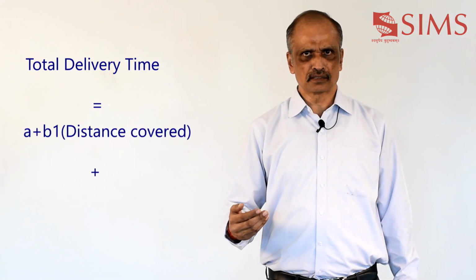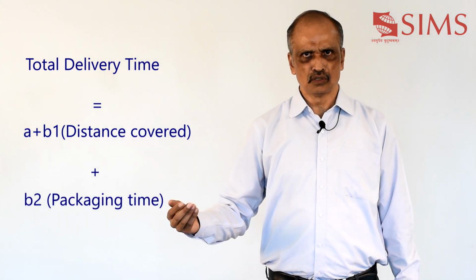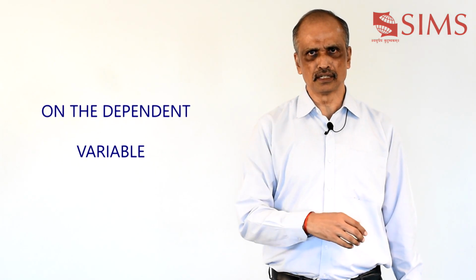Now let us see an example on multiple regression. We have already seen the dependent variable is total delivery time, and we add another independent variable, let us say called packaging time. So total delivery time is equal to a plus b1 into distance covered plus b2 into package time. So there are two slopes. The two slopes indicate the impact of these respective independent variables on the dependent variable.